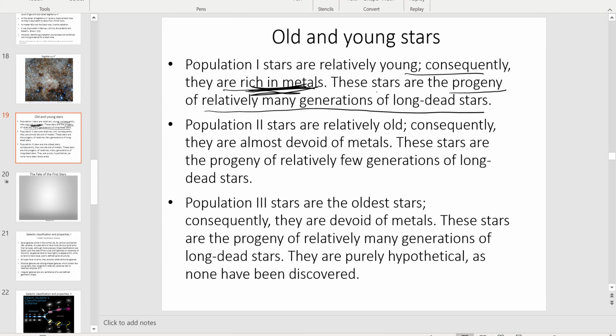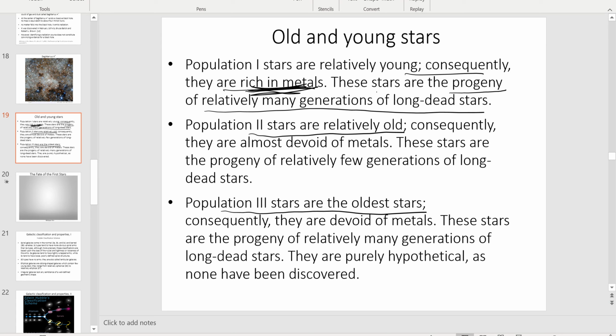Okay, I'm belaboring the point, but let's go on to population 2 and 3. Population 2 stars are relatively older. These are almost devoid of metals. The sun is a population 1 star. And then we have population 3 stars, which are the oldest stars, and they are completely devoid of metals.